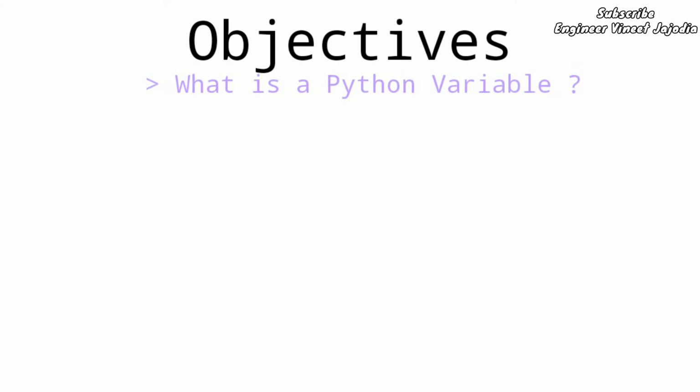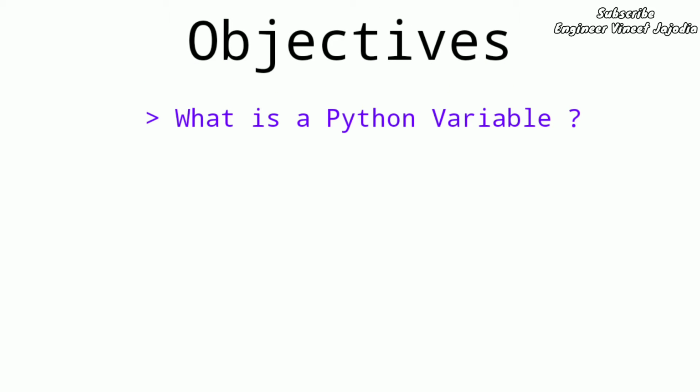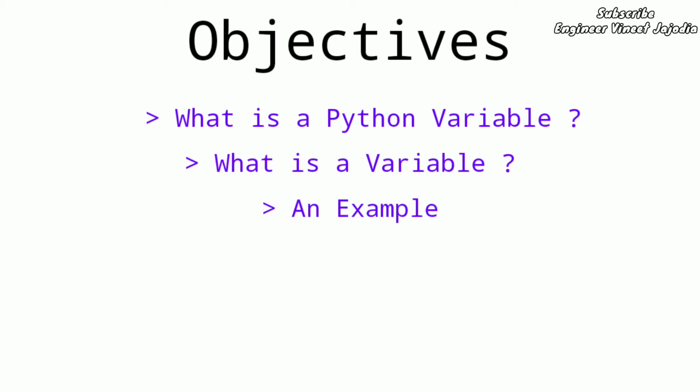The objective of this video is to understand what is a Python variable. To understand the Python variable, we are going to first study what is a variable. Then after that, we are going to see some practical examples of Python variables on a Python interpreter.